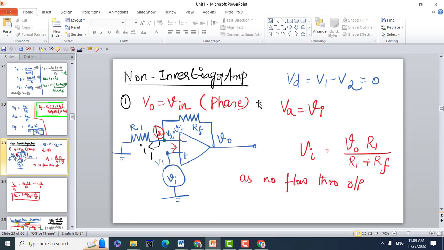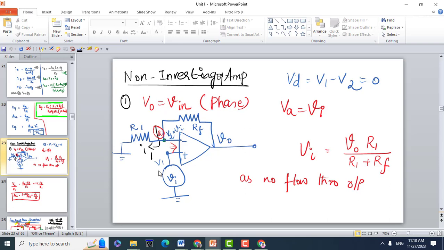So, non-inverting operational amplifier. I'm going to give the input at the positive terminal. VA is connected to the positive terminal, and the negative terminal is grounded through a resistance R1. You have a feedback resistance of RF connected between R1 and your output terminal.